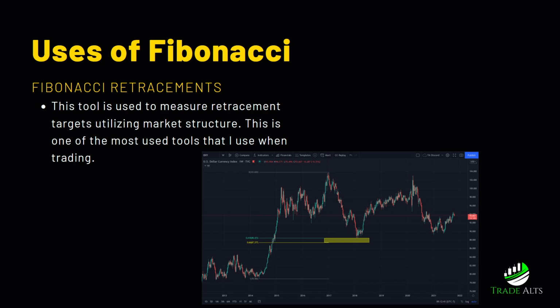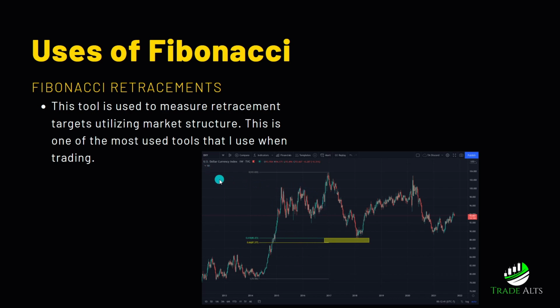So again, Fibonacci retracements. If you're in the VIP group especially, you've seen this pretty much every single day. The Fibonacci retracement is simply a tool that's used to measure retracement targets. You identify certain key market structure, and you're able to pull retracements from one point to the other, and they give you targets to look for. It's something I use extensively in my trading, and we'll be going over it in the next video actually.